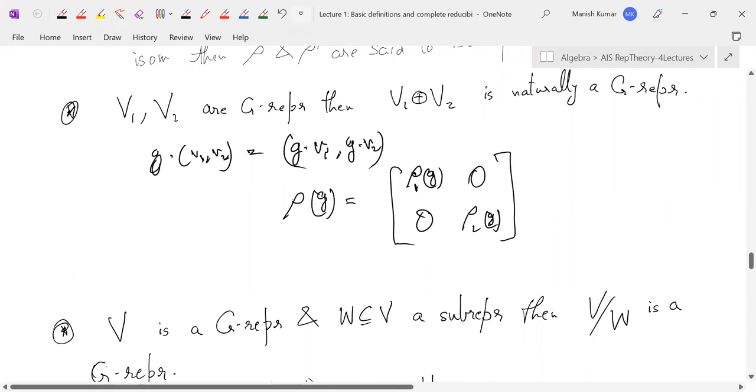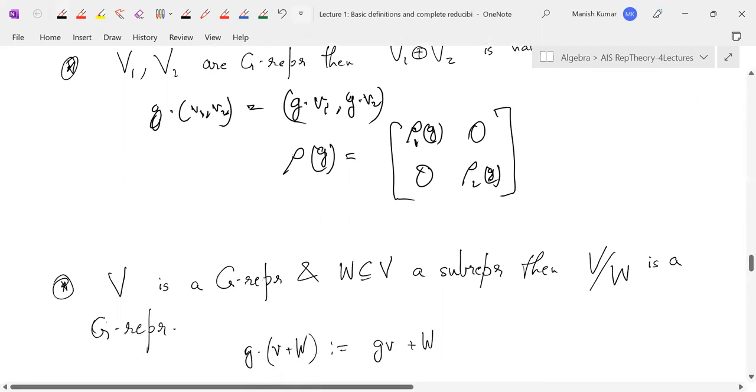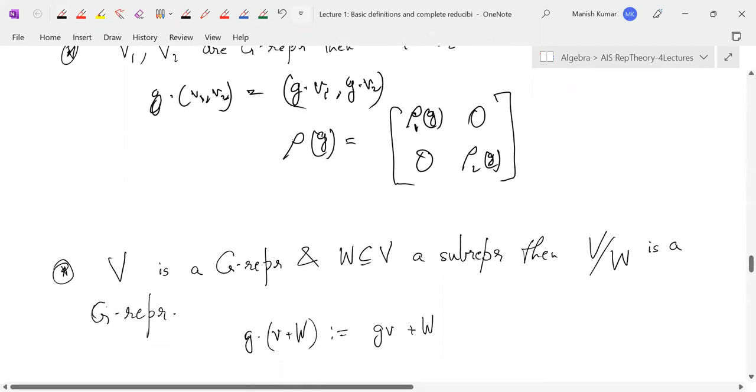Now, if V is a representation and W is a sub-representation, then you can look at the quotient. V mod W is a vector space, and this is also a G representation. So there is a natural G representation on this. I just have to tell you what the G action is and show that it is linear. The G action is defined as g dot (v plus W). You define it as gv plus W.